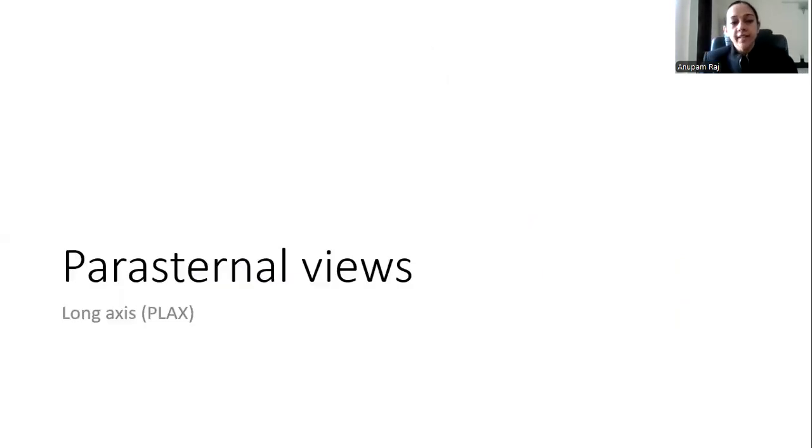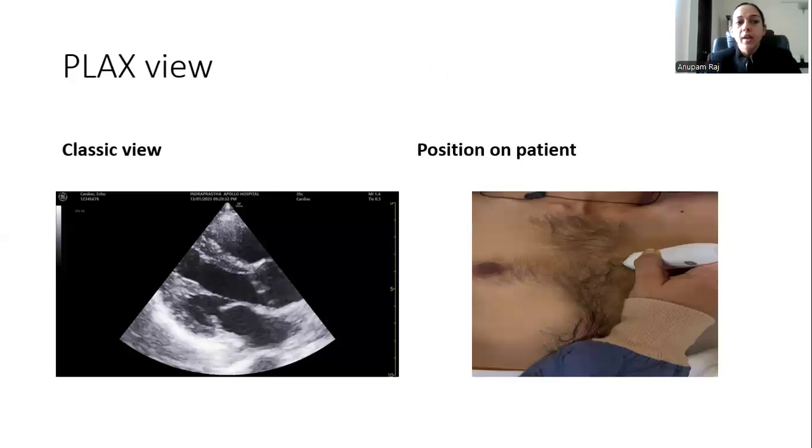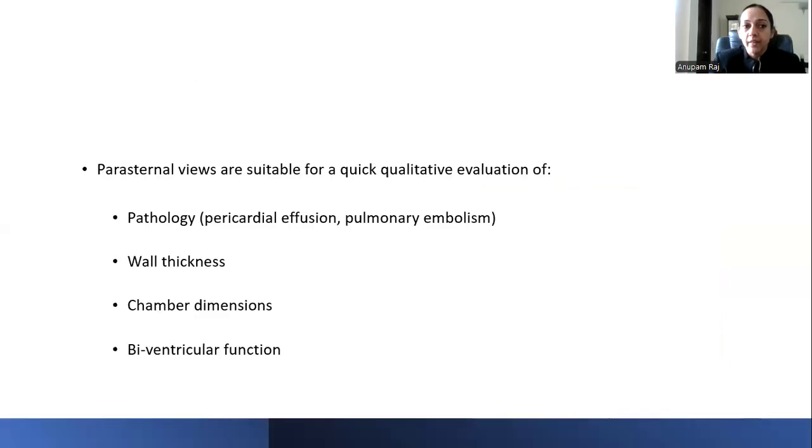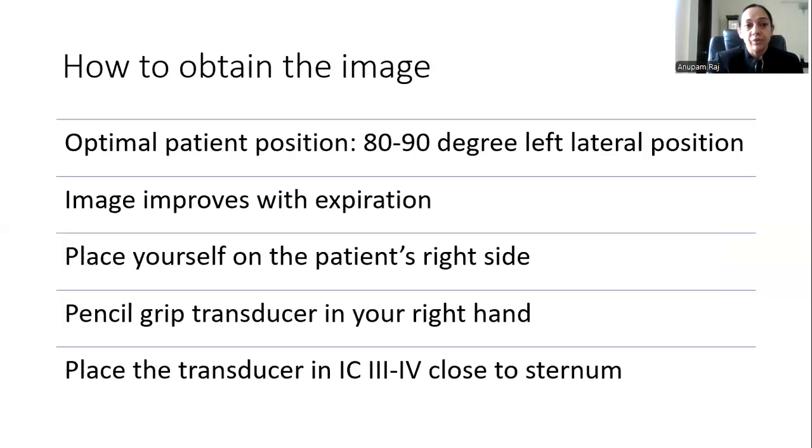Coming to the next views that we'll be discussing, that's the parasternal views, and there are two of these, the long axis and the short axis. Parasternal long axis view is one of the easiest views to get, and in the classic view, you will be able to see the right ventricle, left atrium, the LVOT tract, and the aortic valve here. The patient is usually again positioned on the left side, and this is a very good view to evaluate pathology, pericardial effusion, pulmonary embolism, wall thickness, chamber dimensions, biventricular function.